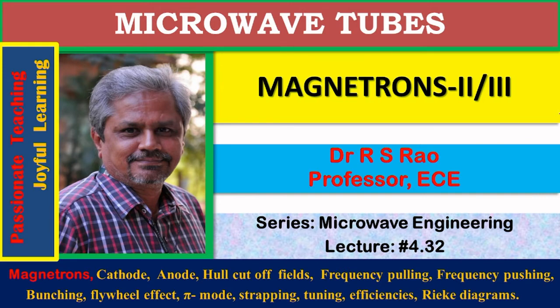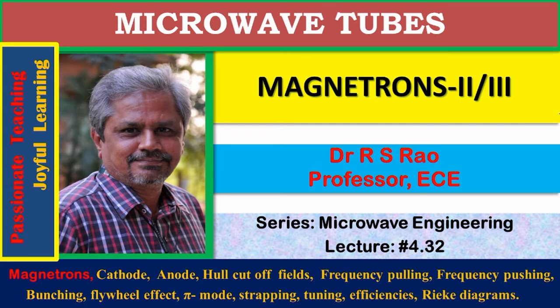Microwave tubes, Magnetrons, Part 2, series on microwave engineering, lecture number 4.32. Magnetrons are high power, high efficiency microwave oscillators, microwave tubes. Cavity magnetrons, also known as cylindrical magnetrons. These are the type of magnetrons that are used at present.